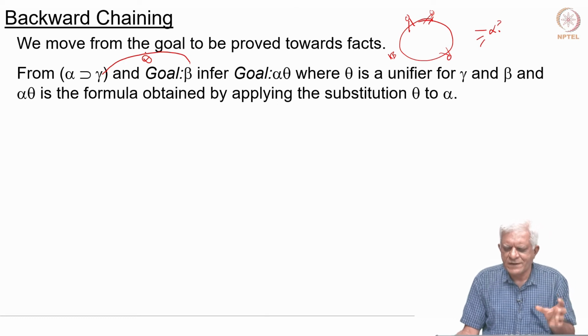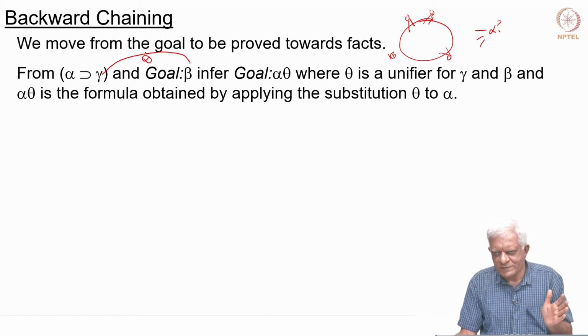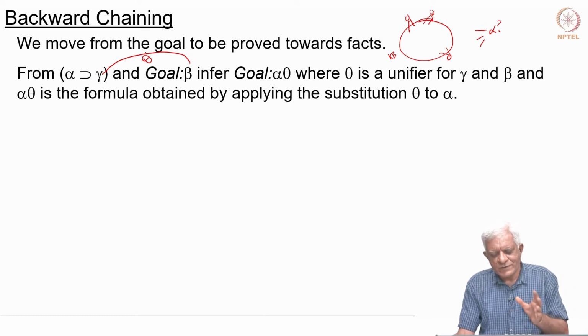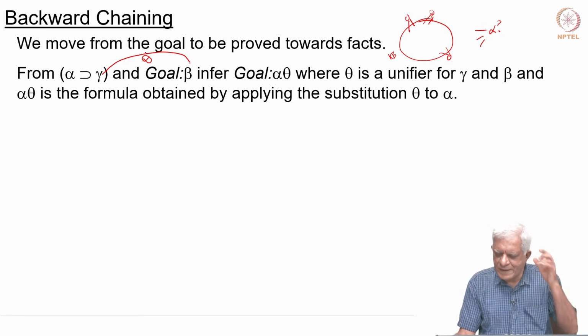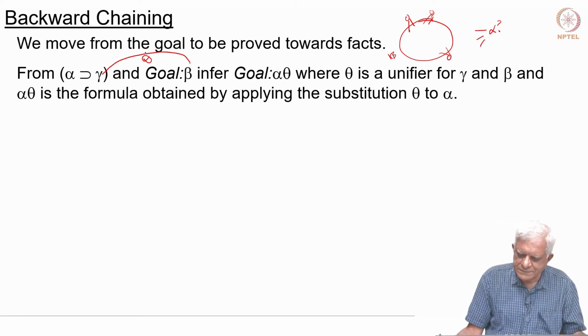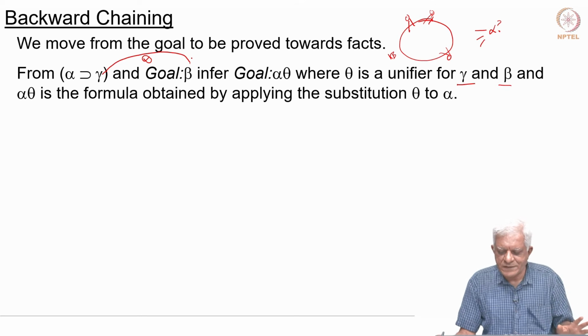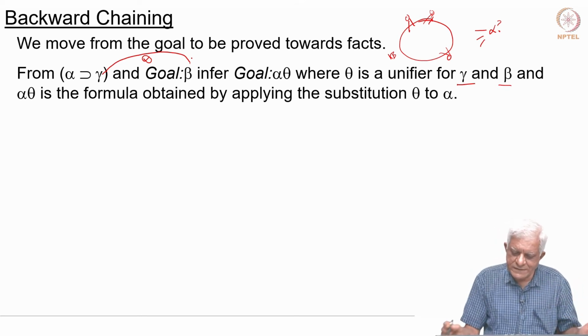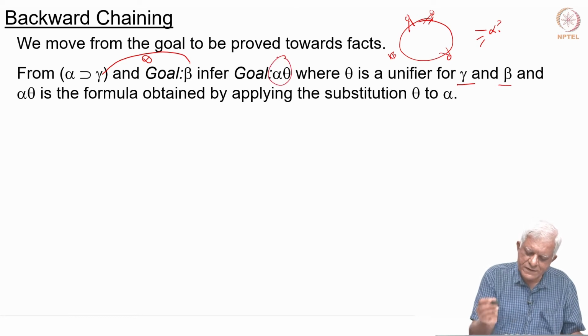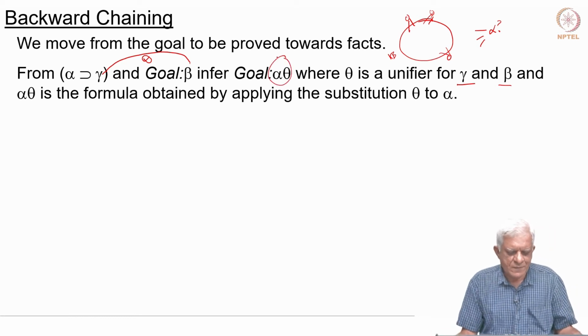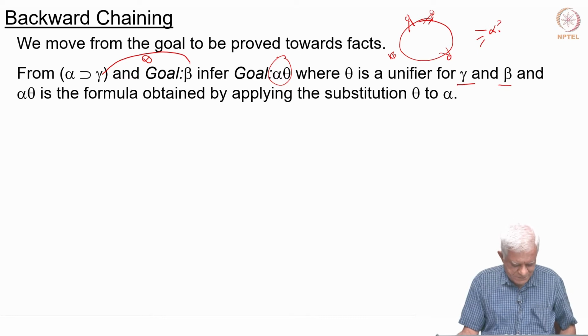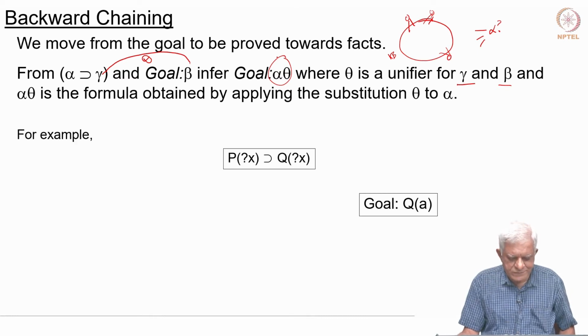Just as we had this substitution playing a role in modified modus ponens, we also have substitution playing a role in backward chaining. What is theta? Theta is a unifier for gamma and beta. So, as I said here, if you can find this theta, then you can go and infer alpha, but not just alpha, you must infer alpha theta essentially. So, that is the process of backward chaining.